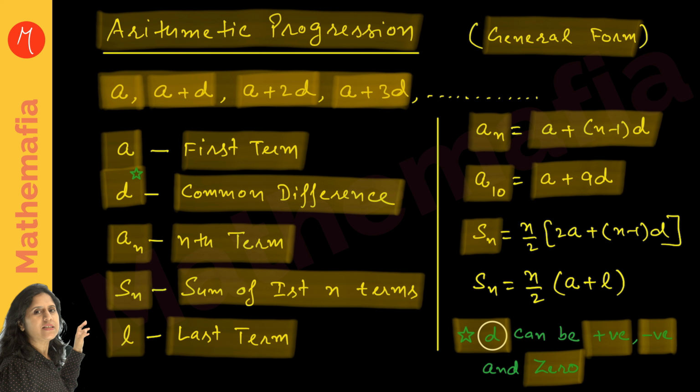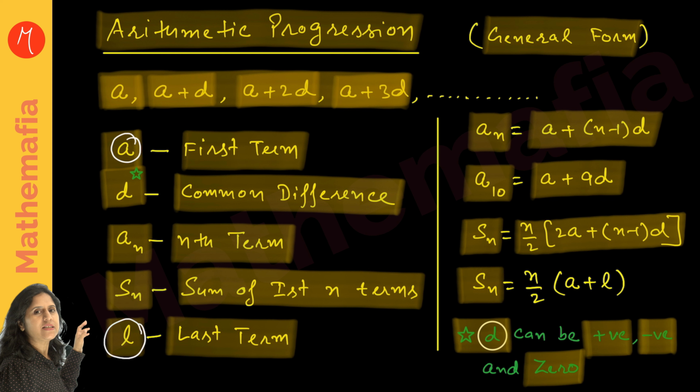Formula for sum of first n terms is n divided by 2 multiplied by 2a plus n minus 1 into d. And if the first term and the last term is already given, then the formula of sum is n divided by 2 multiplied by a plus l.